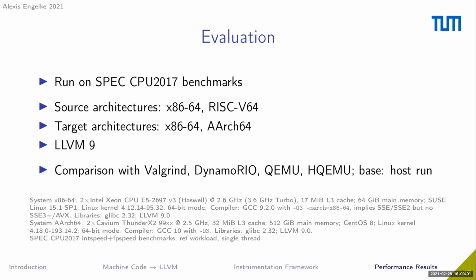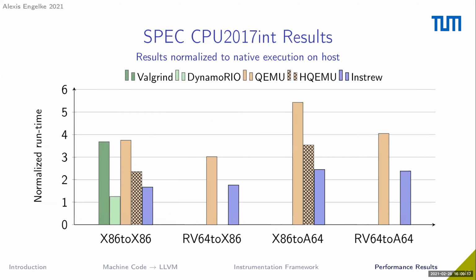To show good numbers, these are the numbers still obtained with LLVM9, until I found time to figure out what's wrong with LLVM11, and compare it to Valgrind, the number RIO, QEMU, and HQEMU, which are mostly the state-of-the-art tools. The baseline in this normalized graph is the native execution on the host. So if we translate something to x86, we compile the benchmark natively for x86 with all optimizations enabled and see how much distance there is from our generated code to the optimal code.